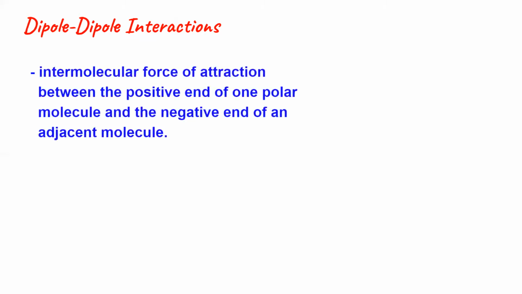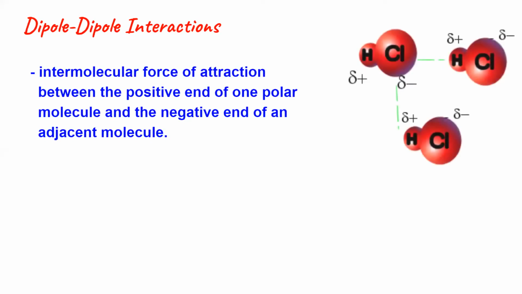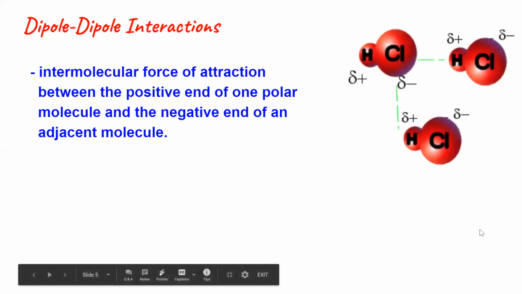So this is the interaction that occurs between polar molecules. Dipole means having two poles, so a positive pole and a negative pole. It is the intermolecular force of attraction between the positive end of one polar molecule and the negative end of an adjacent molecule. In this picture, you'll see I've chosen hydrochloric acid or hydrogen chloride molecules.